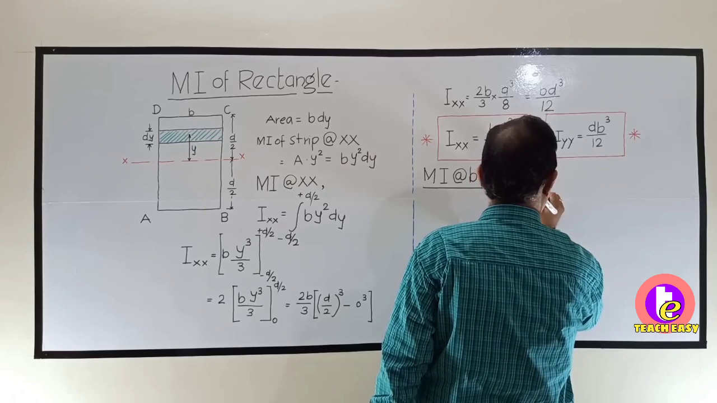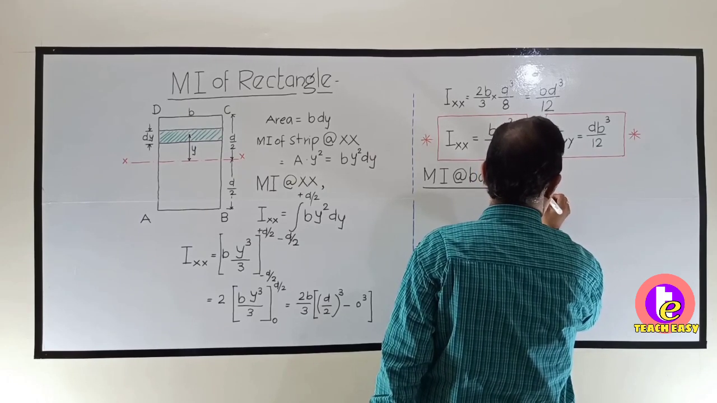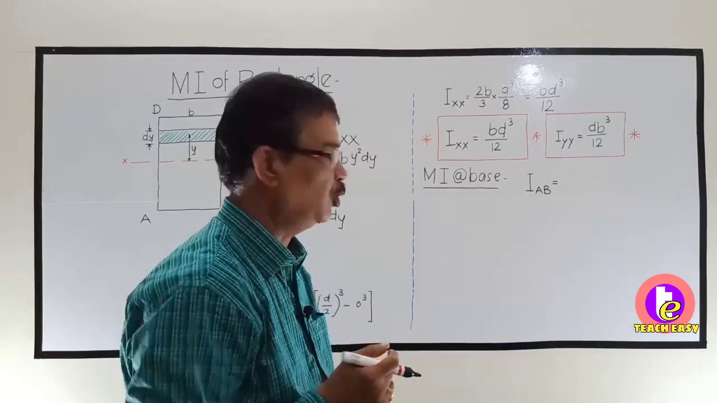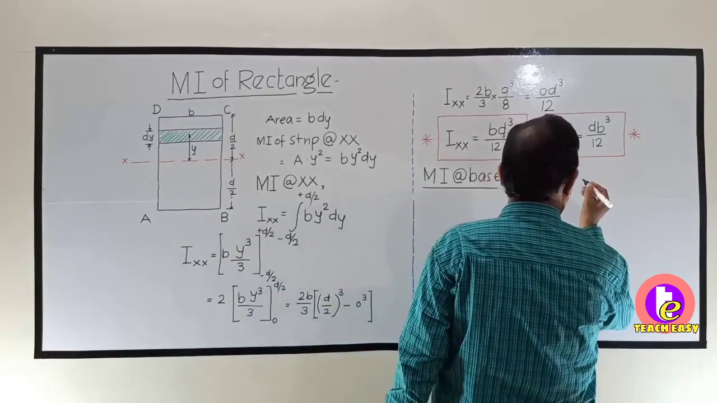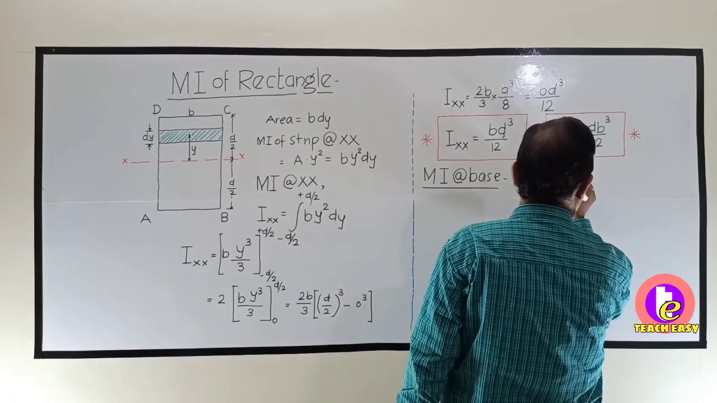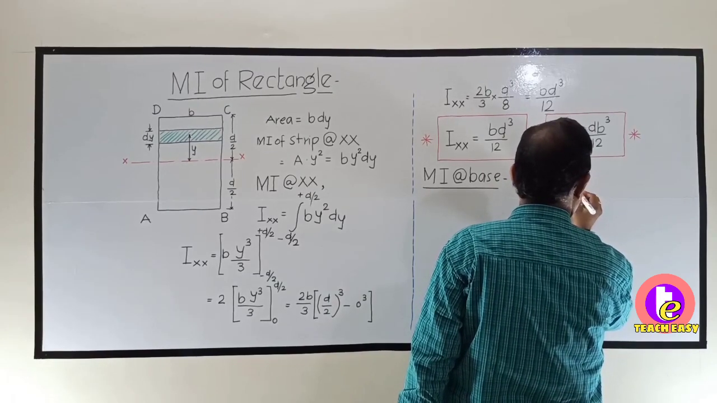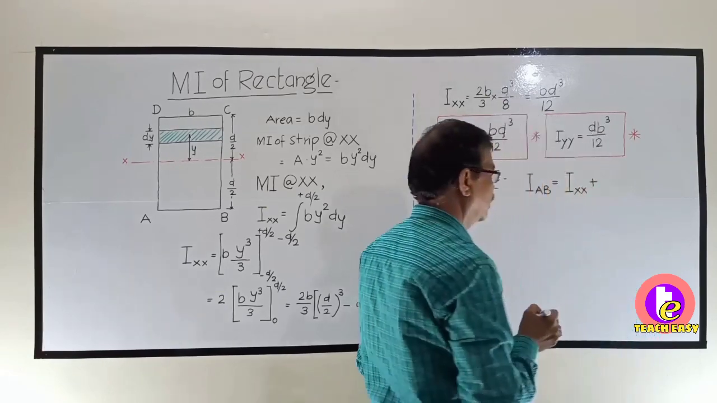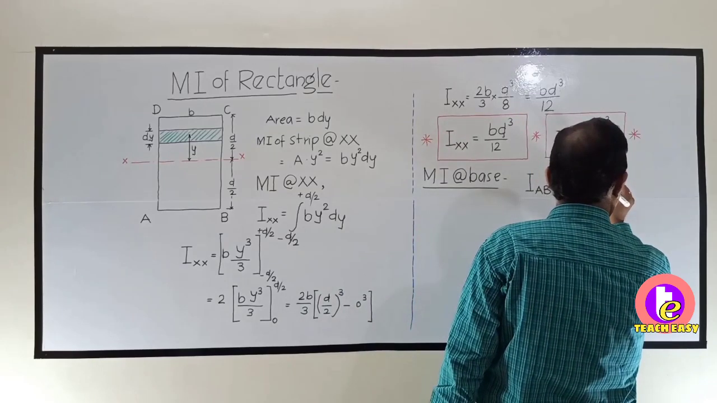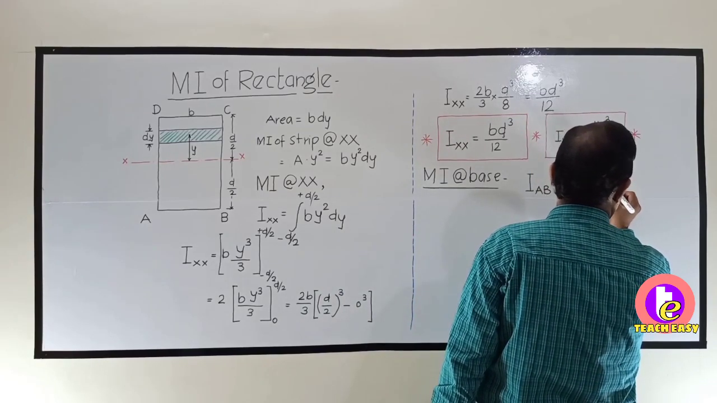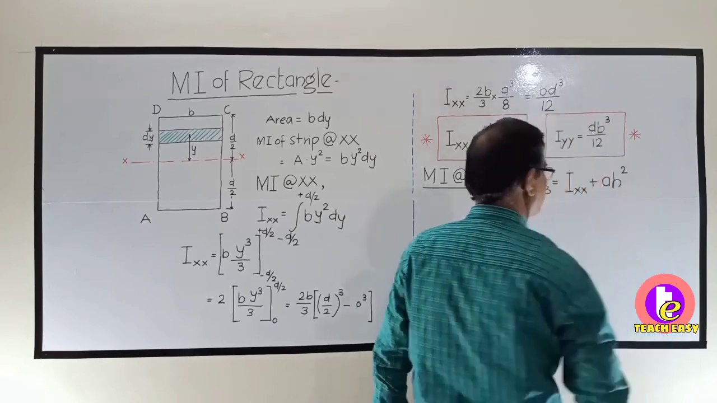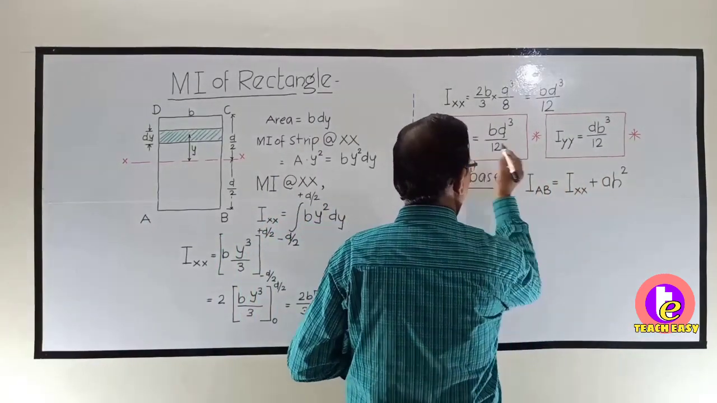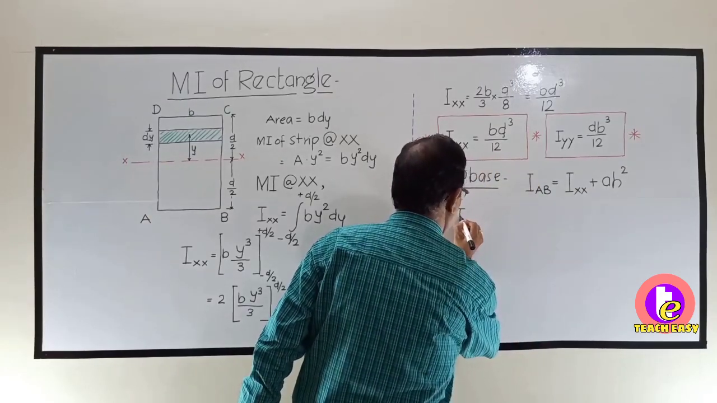IAB. By parallel axis theorem, what is IAB? Moment of inertia about an axis which is parallel to the centroidal axis is equal to the moment of inertia about the centroidal axis, this is horizontal, so IXX, plus area into h square. Now here we know that IXX is BD cube by 12.